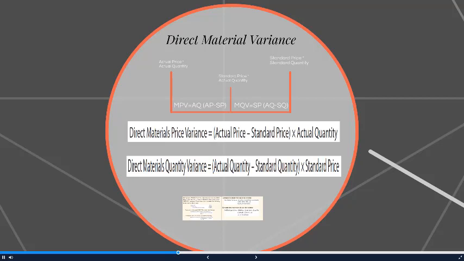So if we take our actual price minus our standard price, and we'll multiply that by our actual quantity, we would get our material price variance. This is on the left side of this chart.